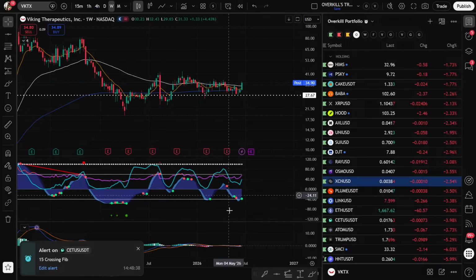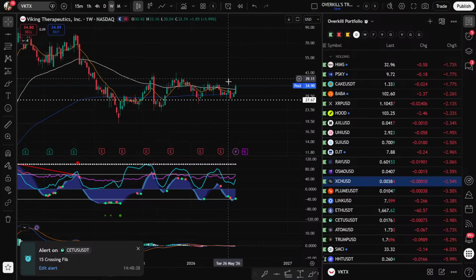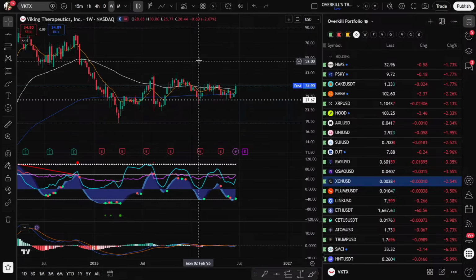Here's VKTX. This one looks good. It's got the green weekly here. Been chopping around for a very long time. I'd say up above $27. This one looks good. It's sitting right on the 4-year. I think VKTX looks good here as well, Mark.